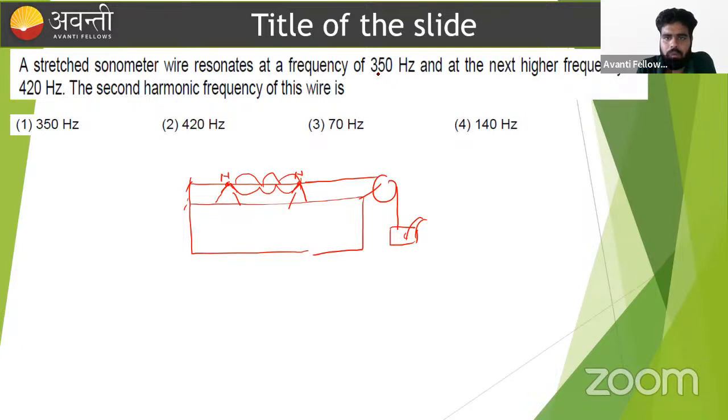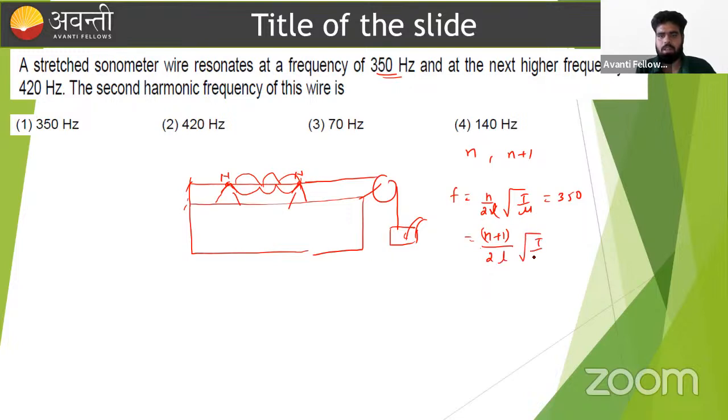It is given that in one case the frequency is 350 and the next higher. It means if the first one is n, the second one is n plus 1. Then what is the equation of frequency that we can write down here? n upon 2l under root T upon mu. That is the first case, where the frequency is 350. Another case is n plus 1, the next higher, which equals n plus 1 upon 2l under root T upon mu equal to 420.